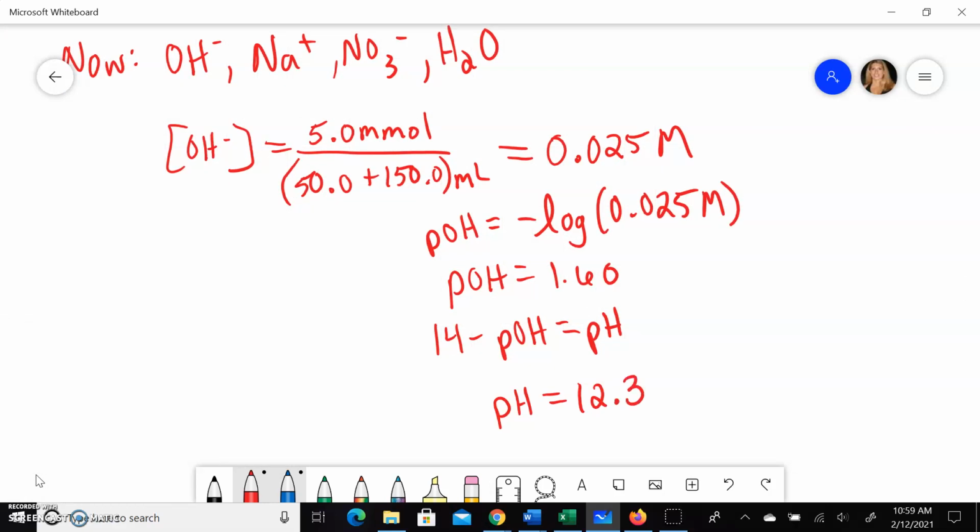And I think if we do sig figs, it's supposed to be 3 sig figs. So remember with pH, you want 3 decimal places if you have 3 sig figs. So notice that now our pH is really high. It shot way up from the 7 in our last one because now we're over the top of that titration curve.